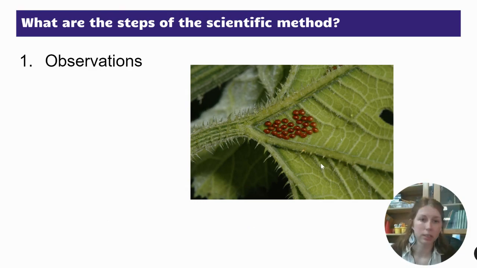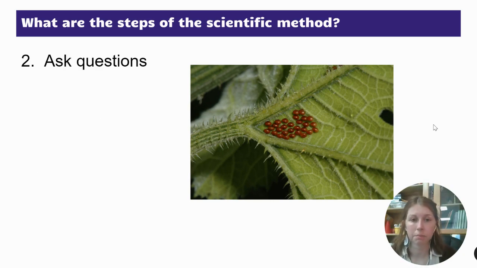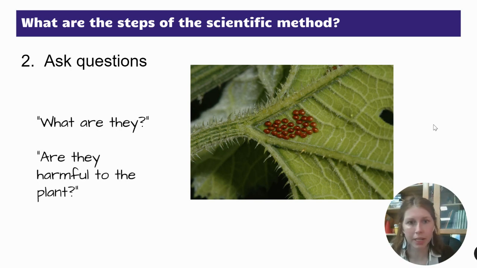This is actually something that happened this summer. This is a zucchini plant that I had, and I found these little things underneath. So my observation is, what are these small egg-looking things under my zucchini leaves? I asked some questions. What are they? Are they harmful to the plant?